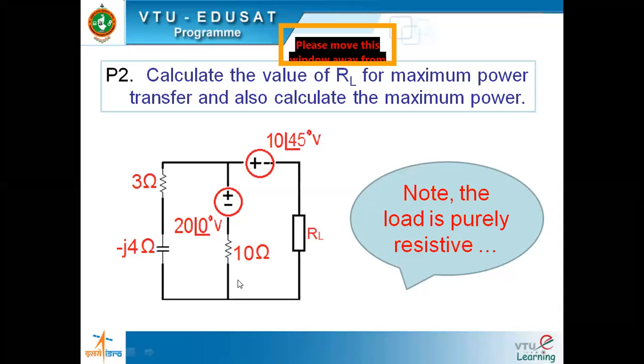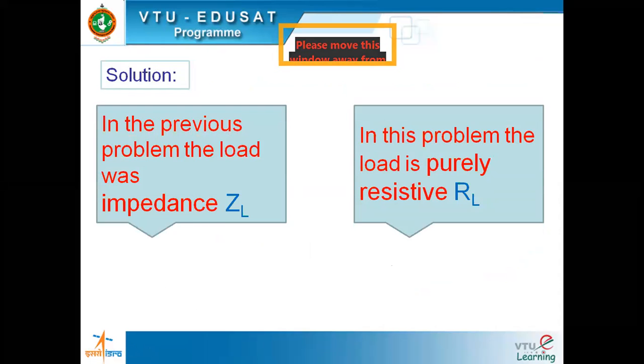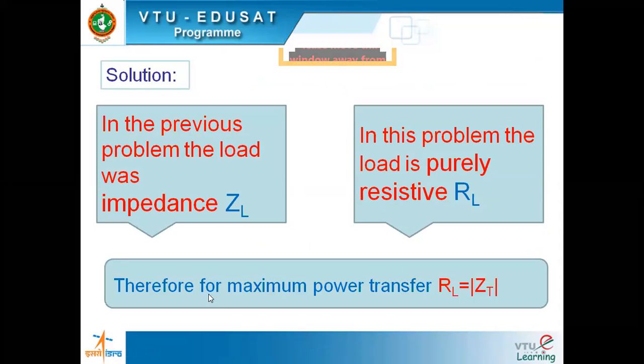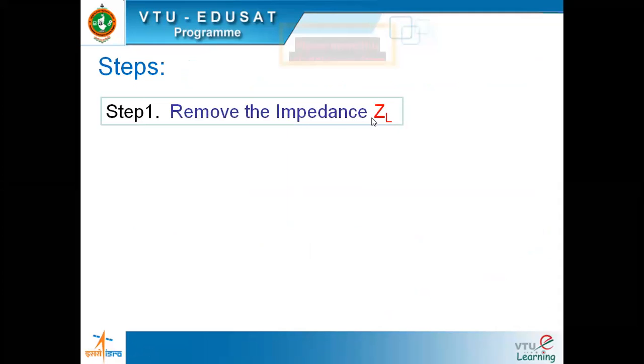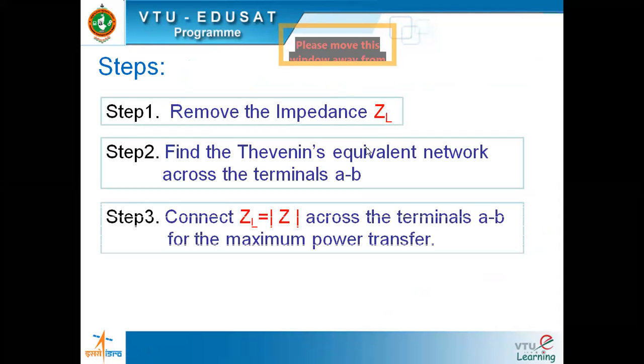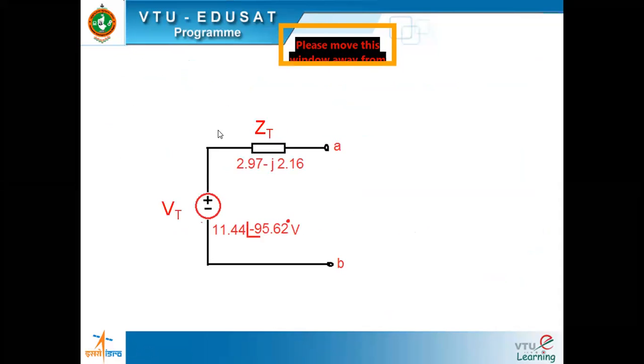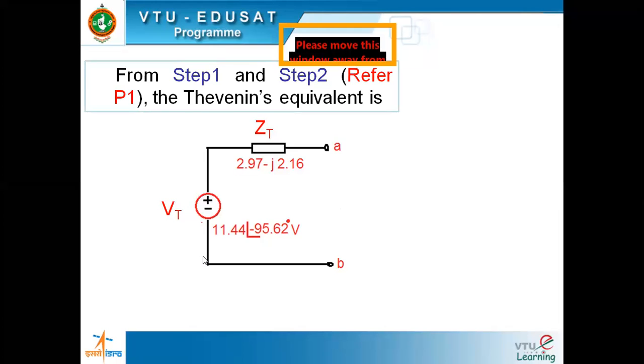network for this. So remove RL. In the previous problem, it was ZL. In this problem, it is RL. Therefore, maximum power transfer would be when RL is magnitude ZT. It's not remove impedance, it's remove resistance RL. All the rest is the same. We removed RL and found the Thevenin's equivalent network as in the previous case. Understand that?